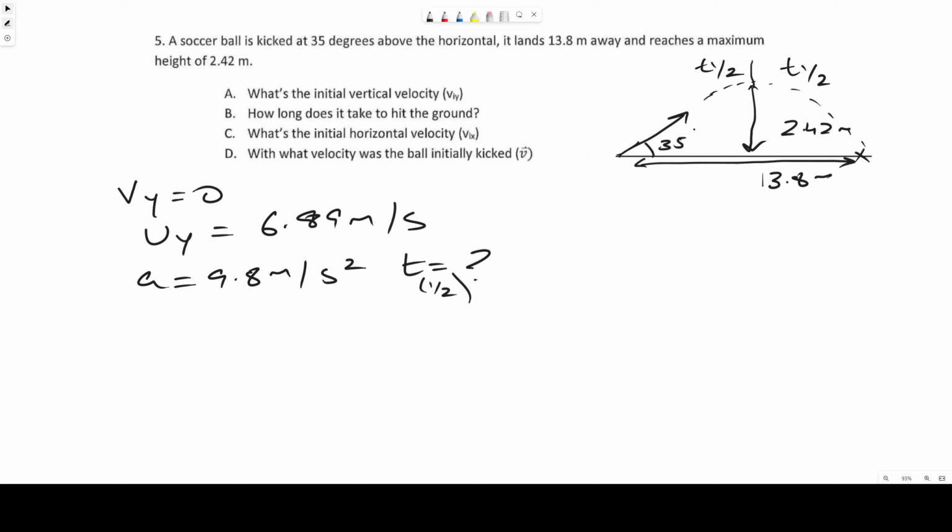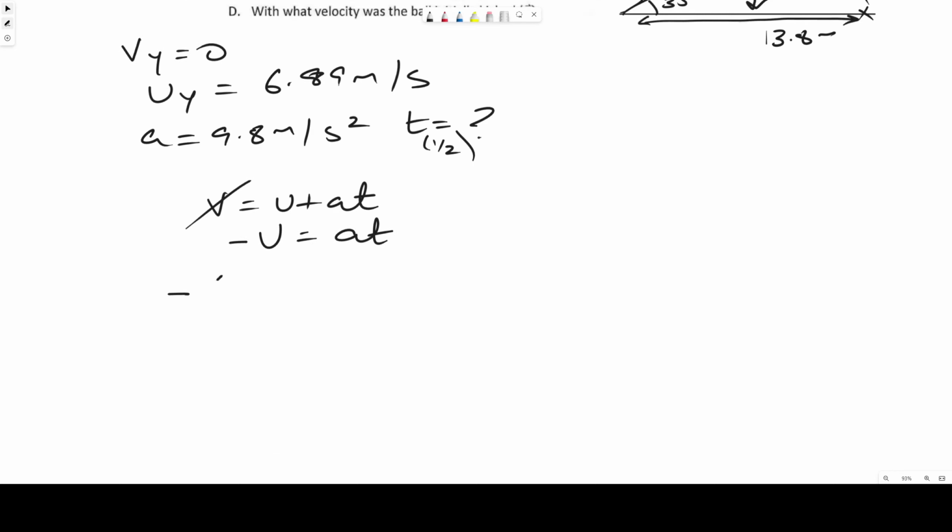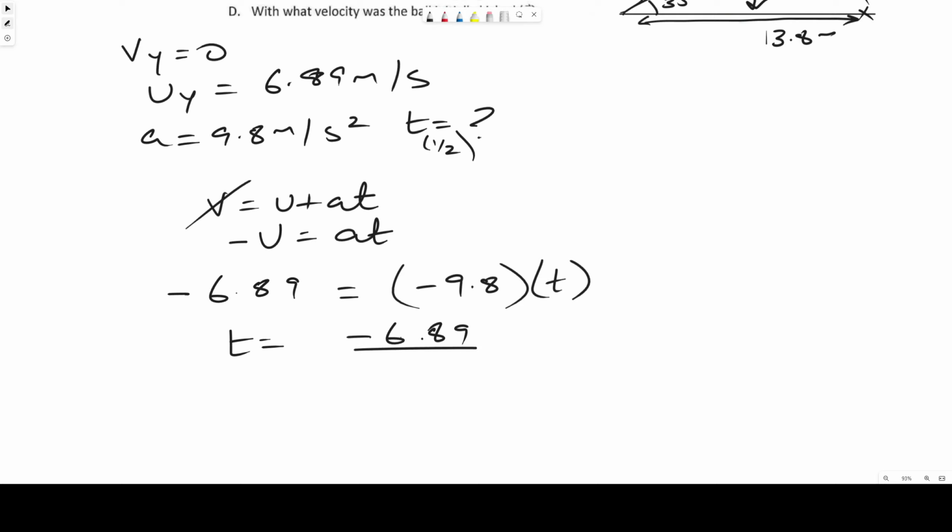So I'm going to use the formula v equals u plus at. My v is 0, so that gets canceled out. I know what my u is, so I can say that negative u is equal to at. This is going to go: negative 6.89 is equal to negative 9.8 meters per second squared times t. Okay, so t is equal to negative 6.89 divided by negative 9.8. The negative and negative cancel. My t is equal to 0.703 seconds.